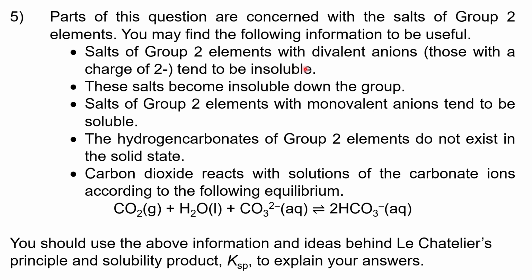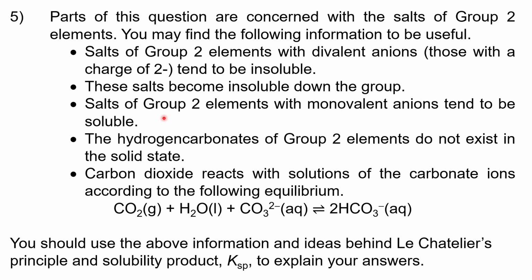Salts of group 2 elements with divalent anions, basically anions with a charge of -2, tend to be insoluble. When they say divalent anion, -2, it refers to things like carbonate, CO3 2 minus, or sulfate, SO4 2 minus. So if you have carbonates of group 2 elements, or sulfates of group 2 elements, these are just two examples, they will be insoluble. That's according to the first point. Now the salts become less soluble as you go down the group. I think this one is straightforward for the second statement.